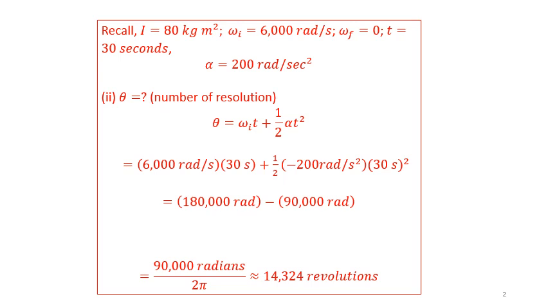Okay? Remember that one revolution is equal to 2 pi radians. So if you have 90,000 radians, revolutions equal 90,000 divided by 2 pi. So you have 14,320 revolutions. So in 30 seconds, the flywheel makes approximately 14,324 revolutions. Okay?